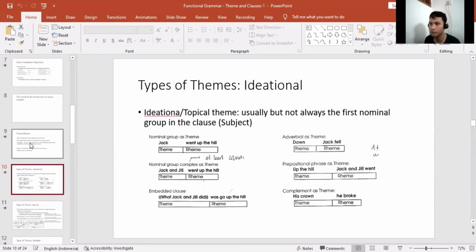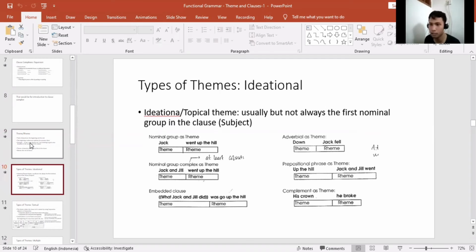Types of themes. Additional or topical theme is usually, but not always, the first nominal group in the clause. Subject, nominal group as theme: Jack went up the hill. Jack is the Theme, and then the Rheme is went up the hill. And the nominal group complex as theme: Jack and Jill went up the hill. The Theme is Jack and Jill, and then the Rheme is went up the hill.